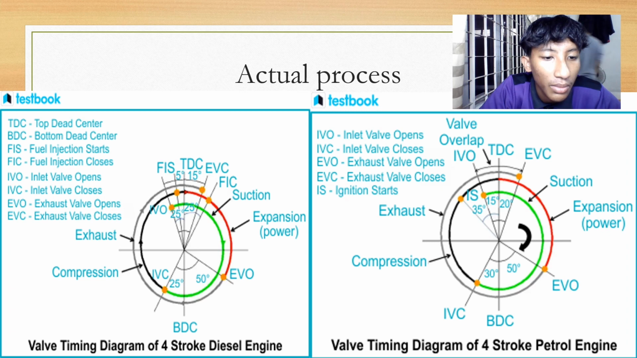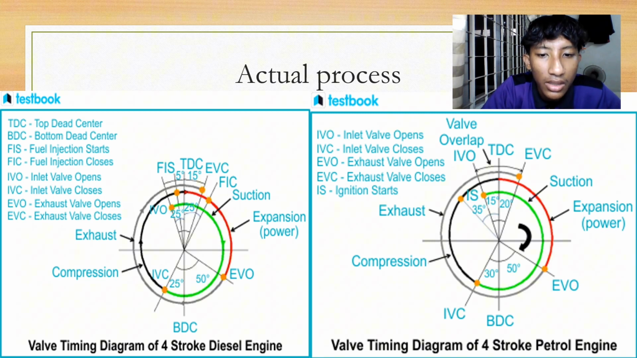The compression stroke begins as the piston reaches the bottom dead center, BDC. The piston then starts moving towards the TDC, and during this compression stroke, the inlet valve closes at approximately 25 to 30 degrees past BDC. This closure ensures complete sealing of the combustion chamber, enabling effective compression of the air-fuel mixture in a petrol engine or air in a diesel engine.